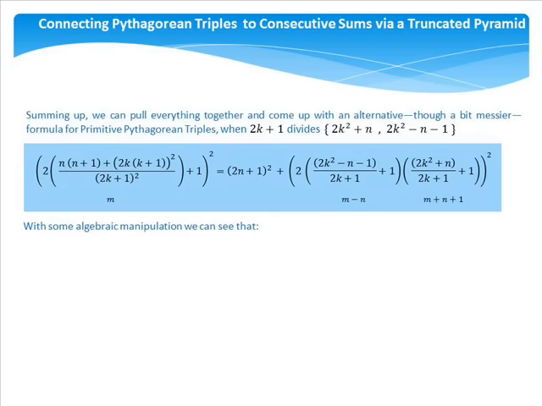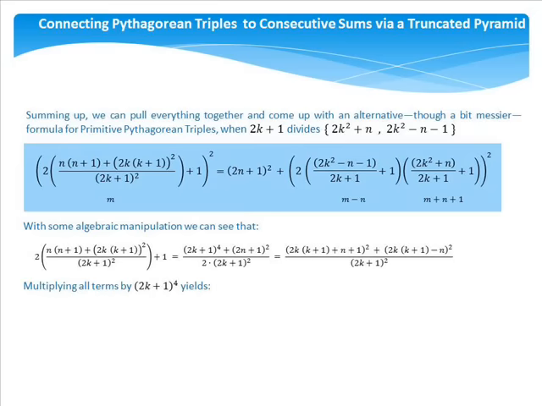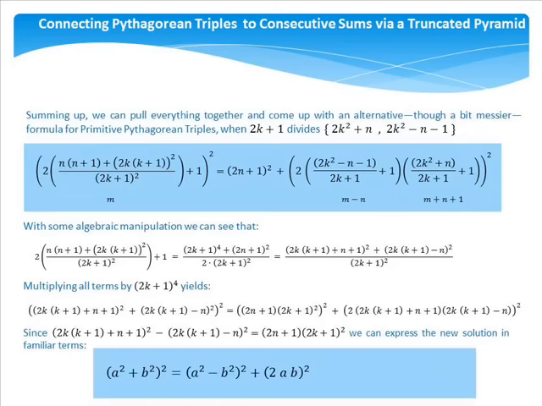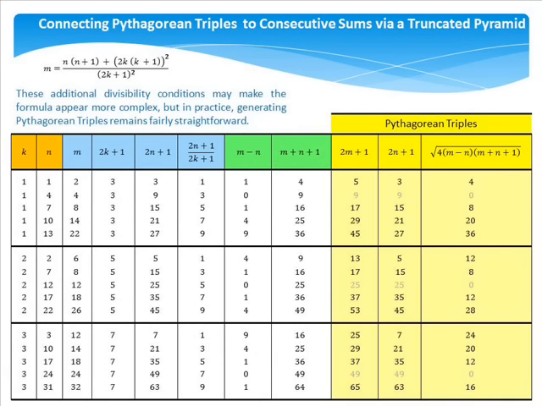With some algebraic manipulation, we can see that the square on the left side of the equation ultimately becomes a sum of two squares divided by a perfect square. And since the difference of the squares that are in the square on the left side of the equation equals 2n plus 1 times the square of 2k plus 1, then we can express the new solution in familiar terms, where a equals 2k times k plus 1 plus n plus 1, and b equals 2k times k plus 1 minus n.